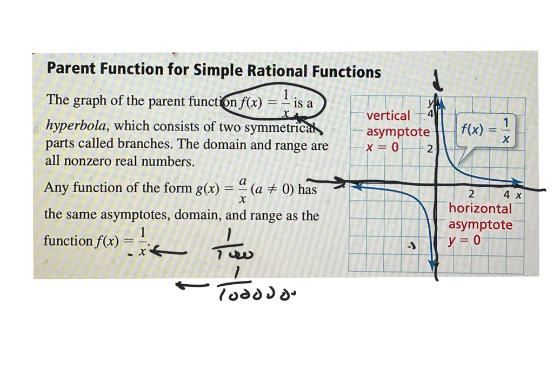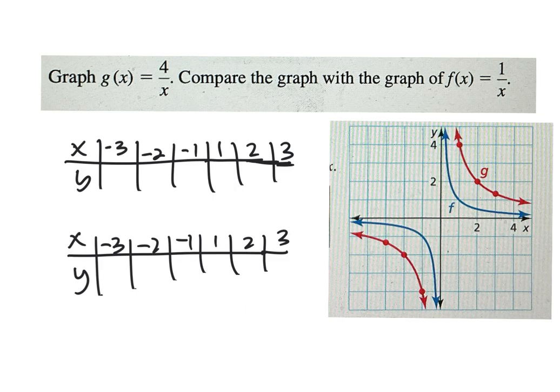That's why the graph's getting closer and closer to the y-axis. And again, it's getting closer and closer to the x because you cannot put a 0 in for x. You can get really, really close to it, but you cannot substitute a 0 for x. The shape is called a hyperbola, which may be a new word for you. And they're both symmetrical branches, and the domain and range we'll talk about in a second, and the asymptotes.